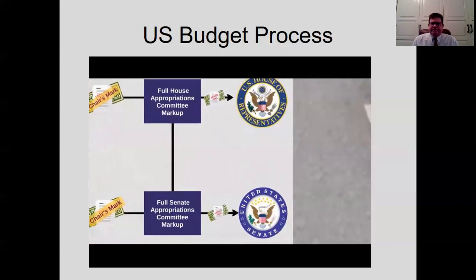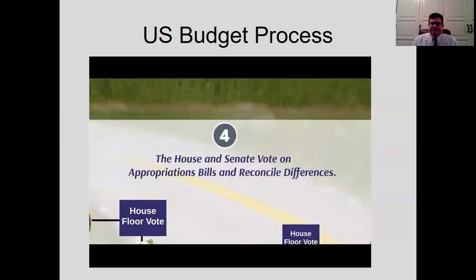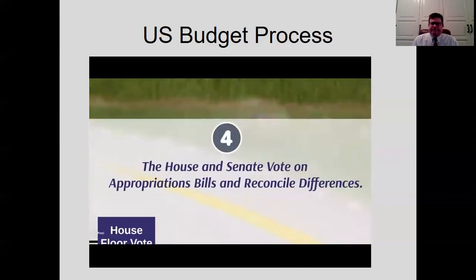The first draft is called the chair's mark and fits into the constraints of the House and Senate budget resolution. Once it has passed subcommittee, it goes to full committee where it is reviewed and submitted to the full House or Senate for consideration. The fourth step in the budget process is the vote on appropriations bills and reconciling the differences between the two in the House and Senate.